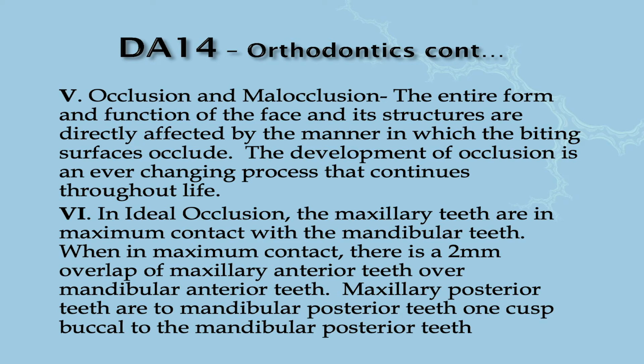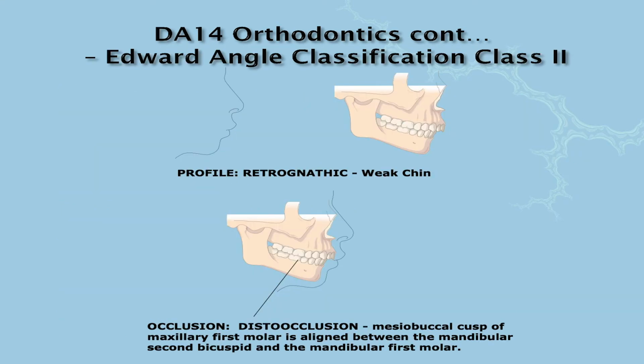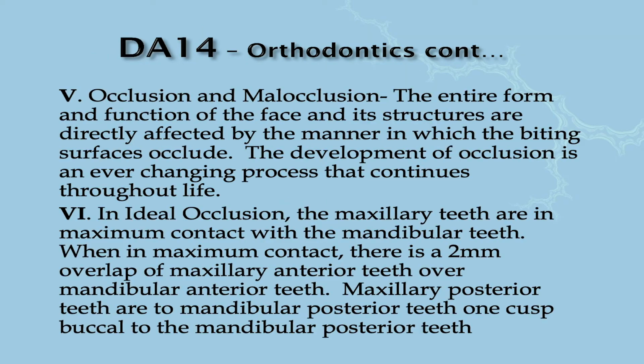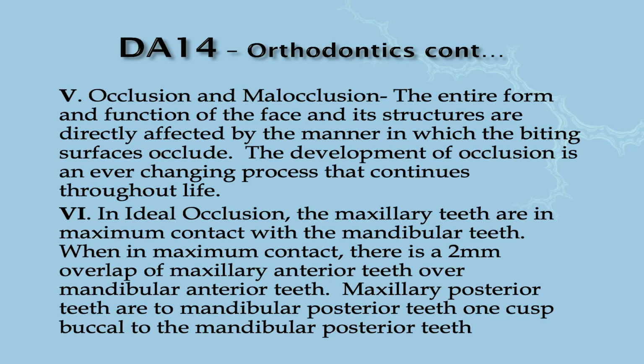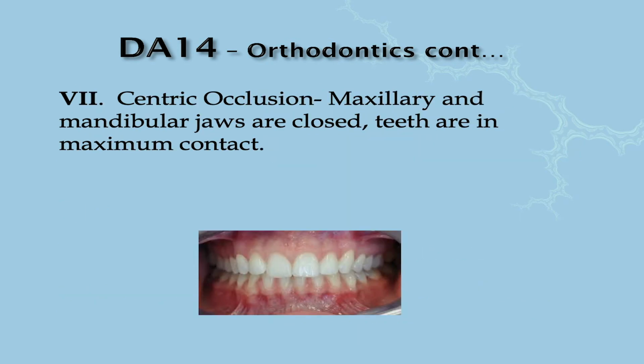In ideal occlusion, this is important to know, the maxillary teeth are in maximum contact with the mandibular teeth. When in maximum contact, there is a 2 millimeter overlap of maxillary anterior teeth over mandibular anterior teeth. Maxillary posterior teeth are one cusp buccal to the mandibular posterior teeth. Centric occlusion is when the maxillary and mandibular jaws are closed and the teeth are in maximum contact.